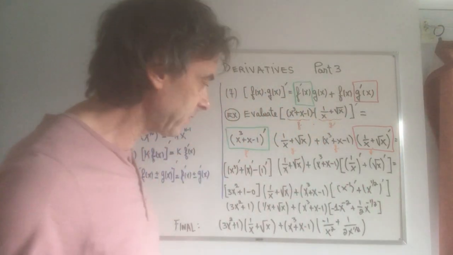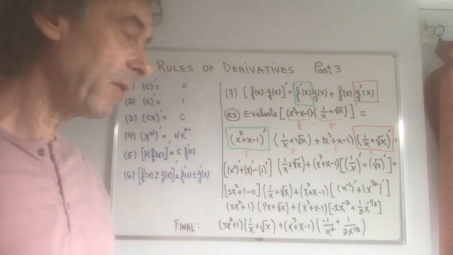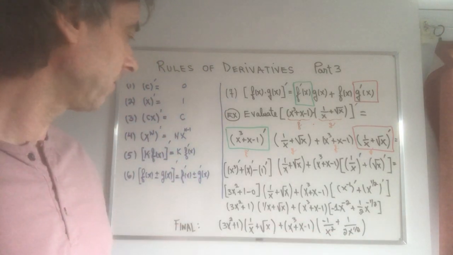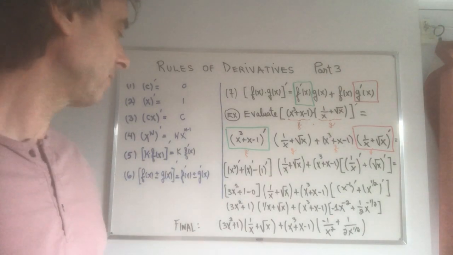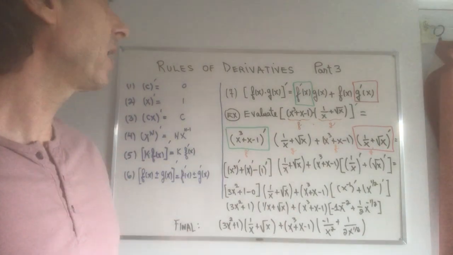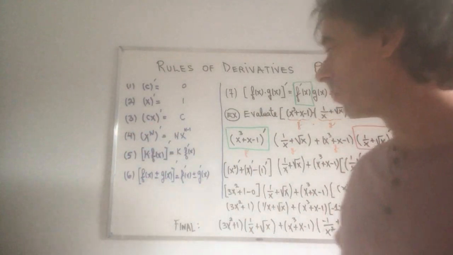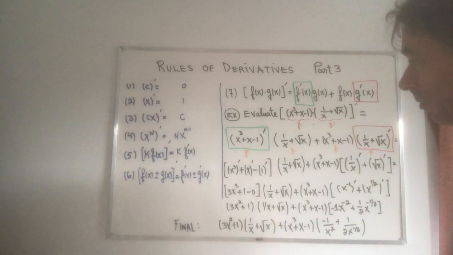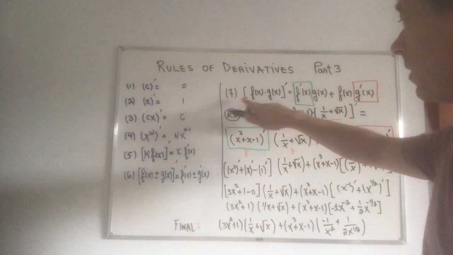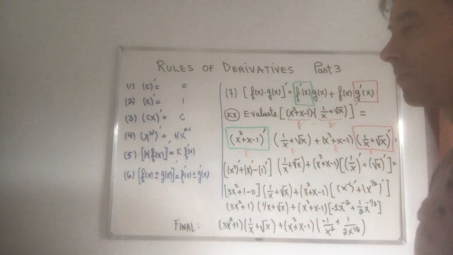And if you wanted to write x to the 1/2 as root x, you totally could. That would be entirely kosher. So you could do that if you want. So, yeah, that's my final answer. No negative exponents left. Everything is there. Wunderbar. That's an example of a product rule. So we have a new rule, rule 7, which is a rule for when we multiply two functions.